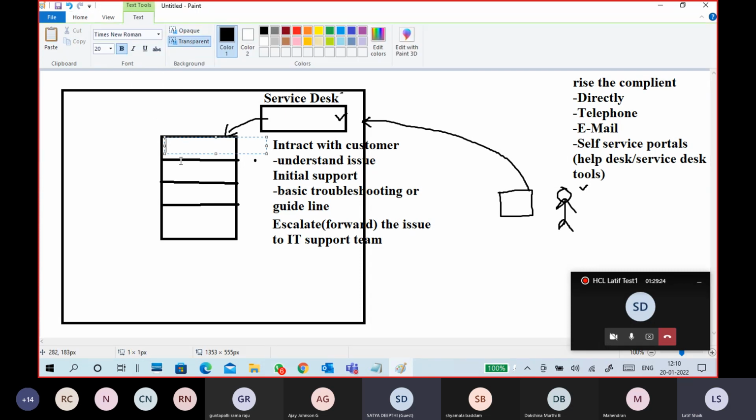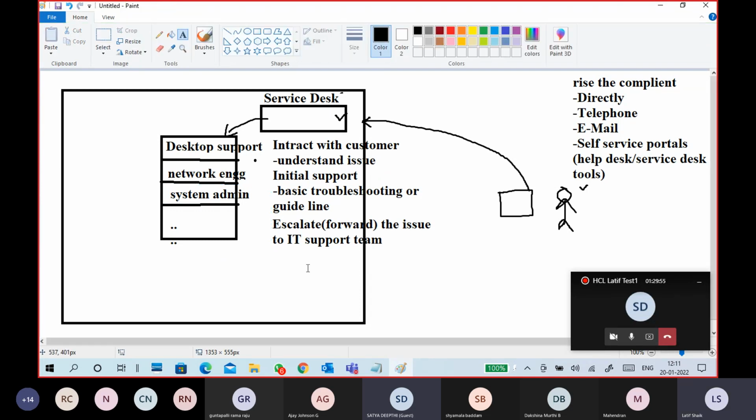Just putting some names: desktop support engineers, network engineers, system network admins. The names can be anything: system engineers, system admins, or server admins. So different types of names and roles are there, and there are different levels of support also.